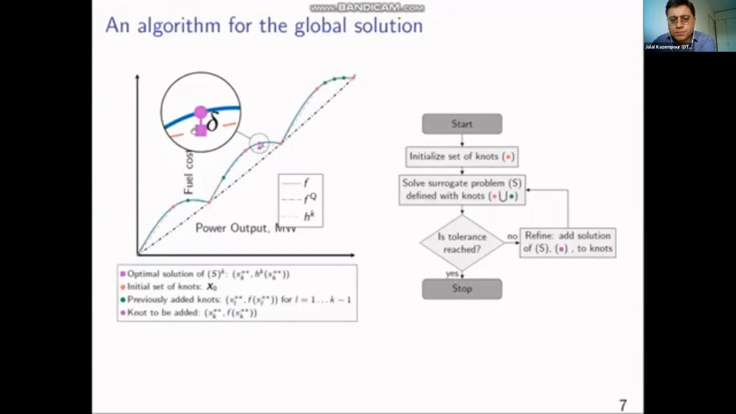I want to refine my approximation. And the way we do that is in an adaptive way, by adding that point to the set of nodes and running the algorithm again. So that's the feedback loop. We add the point to the set of nodes. And in this way, you can see that we will converge to the exact solution.